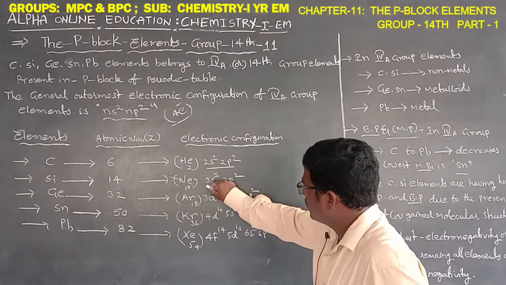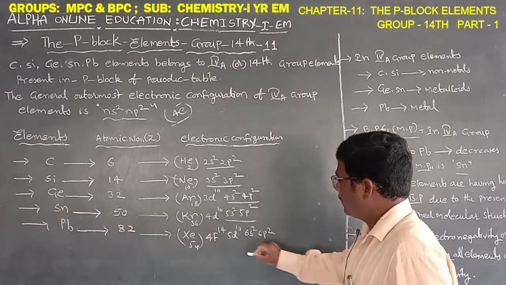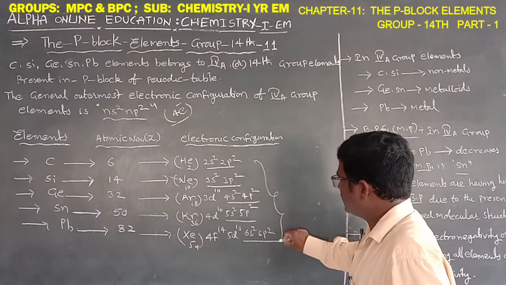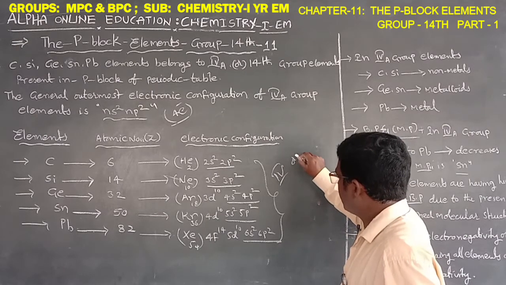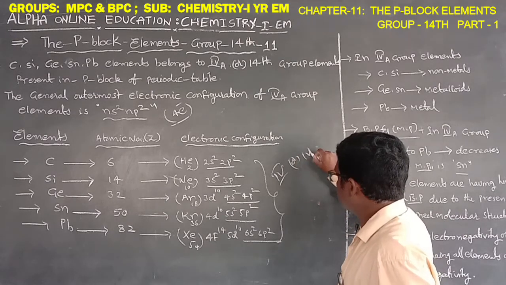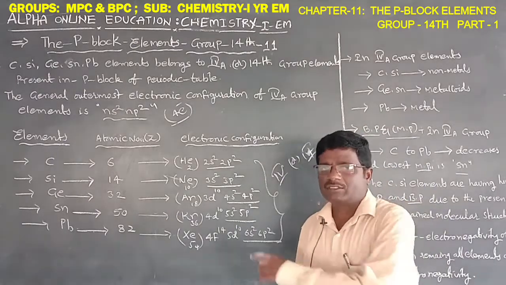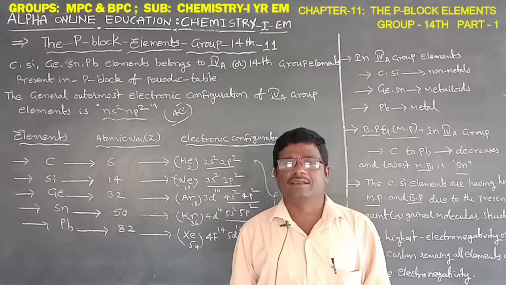2s2 2p2, 3s2 3p2, 4s2 4p2, 5s2 5p2, 6s2 6p2. So all these elements are called 4A or 14th group elements. 4A or 14th group elements are the carbon family, due to the presence of only 4 electrons in the outermost shell. That is why it is called 4A or the carbon family.